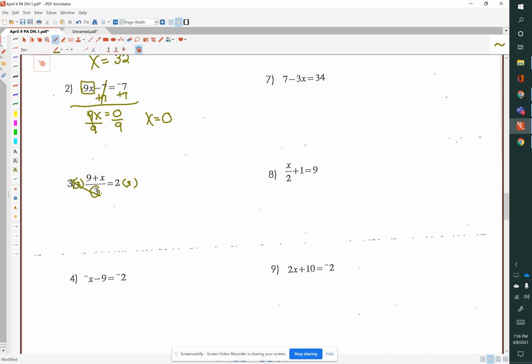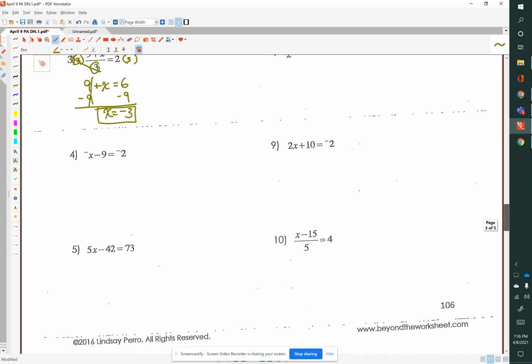So 3 divided by 3 equals 1, and now I have 9 plus x equals 2 times 3, which is 6. Now 9 is being added to x, so I'm going to subtract 9 from both sides. Positive 9 and negative 9 cancel, and x equals 6 minus 9. X equals negative 3.